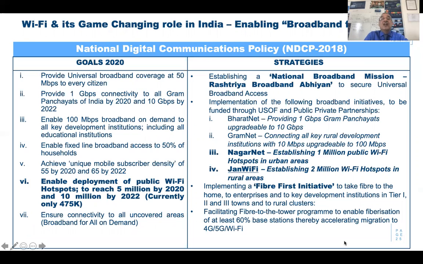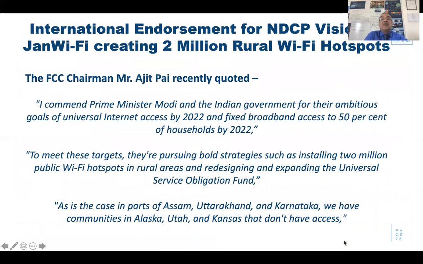India's National Digital Communication Policy, which came 2 years back, has goals for this year as well as for after 2 years. And they have a goal to have 10 million hotspots actually in the next 2 years. Currently, we are only having less than half a million actually. So much growth has to happen, and there are different projects: BharatNet, GramNet, NagarNet, Jan Wi-Fi actually. So many projects are there which are being used.